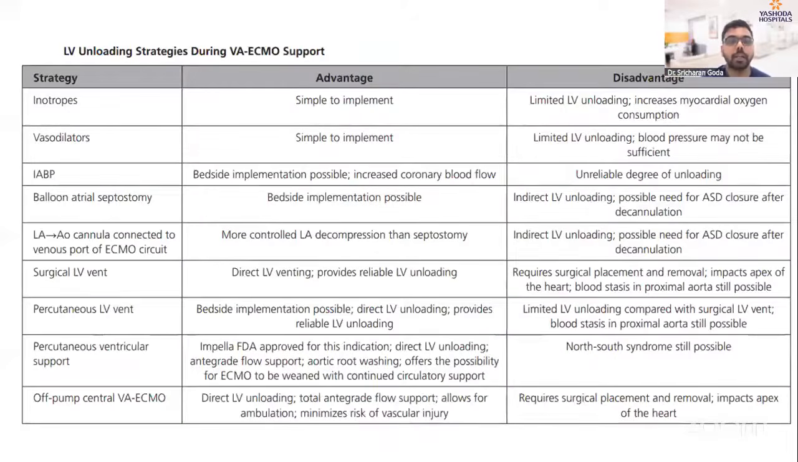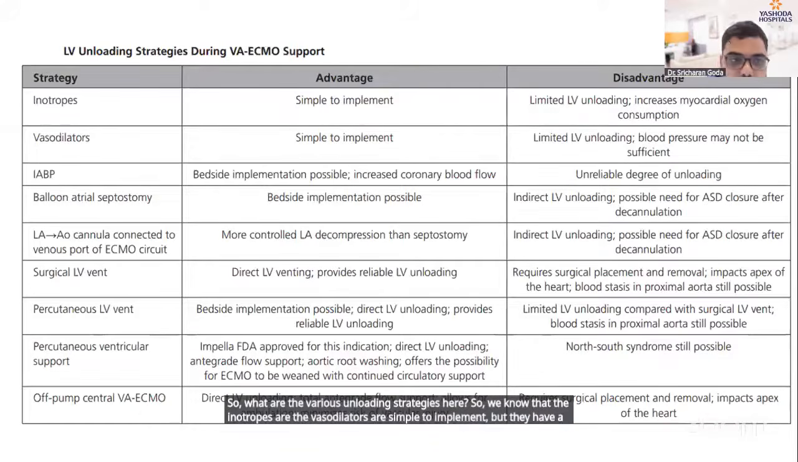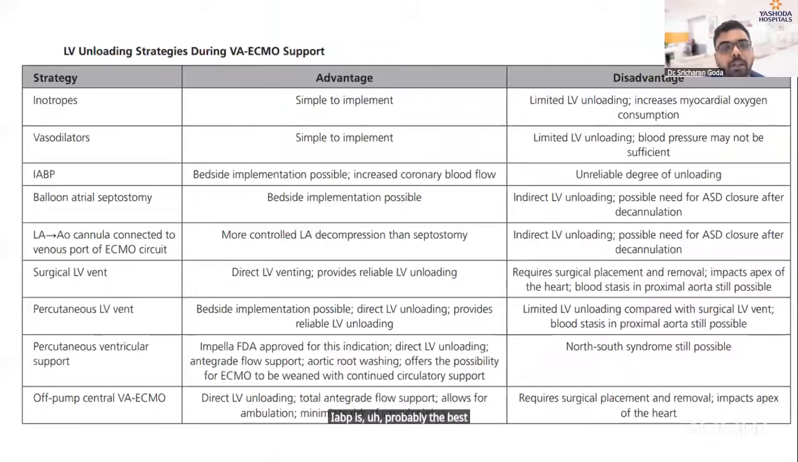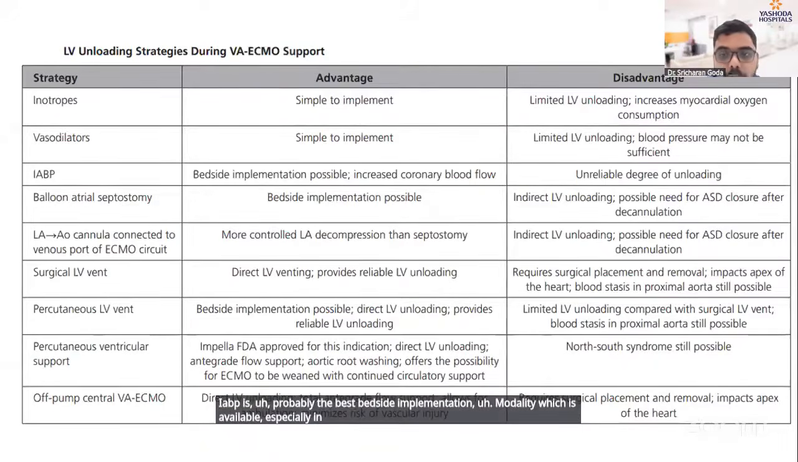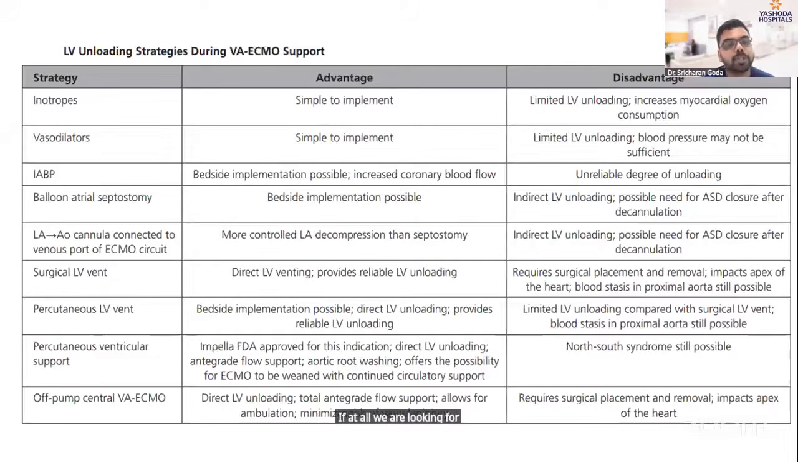So what are the various unloading strategies here? We know that the inotropes or the vasodilators are simple to implement, but they have limited LV unloading. IABP is probably the best bedside implementation modality which is available, especially in the Indian scenario, but it has an unreliable degree of unloading.